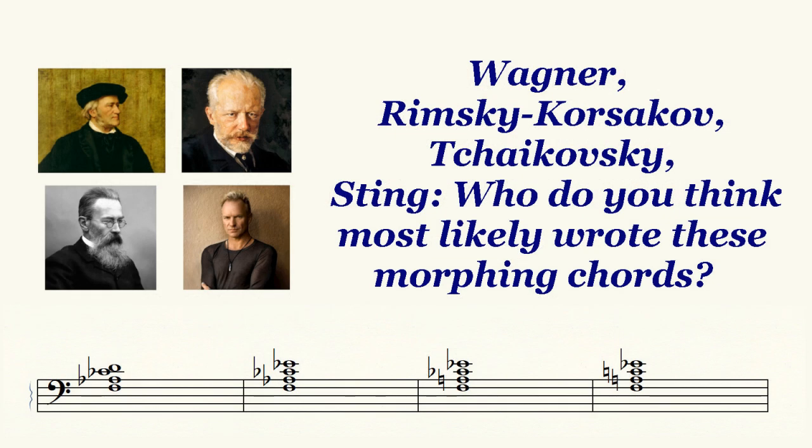First, I will play four chords that are all different kinds of seven chords and that are morphing chords. They are all rising. This is very typical of one of these four composers, but which one was most likely to write this chord structure?